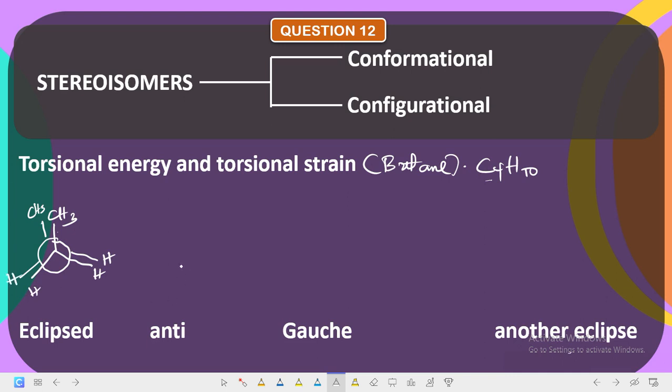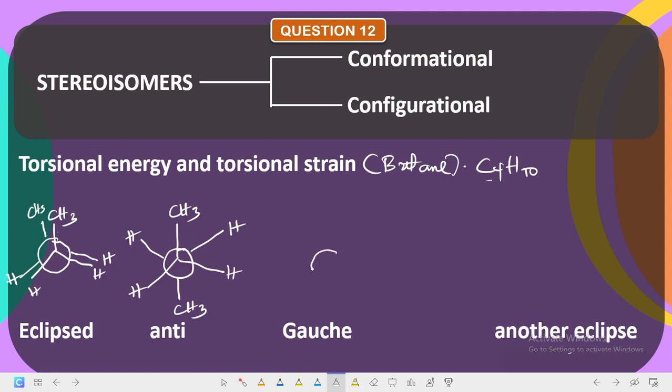Now, how about if you come here and draw anti? Anti means one is on top like this, and the other one is at the bottom like this, in such a way that they are very far apart from each other. This is hydrogen. So that kind of configuration whereby the 2 CH3 groups are far apart, you call it the anti configuration.